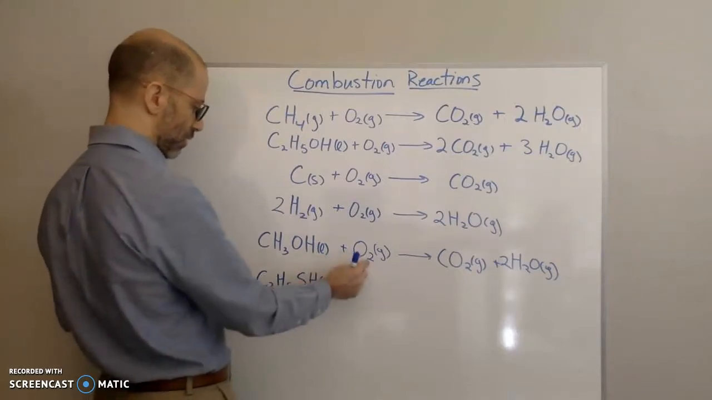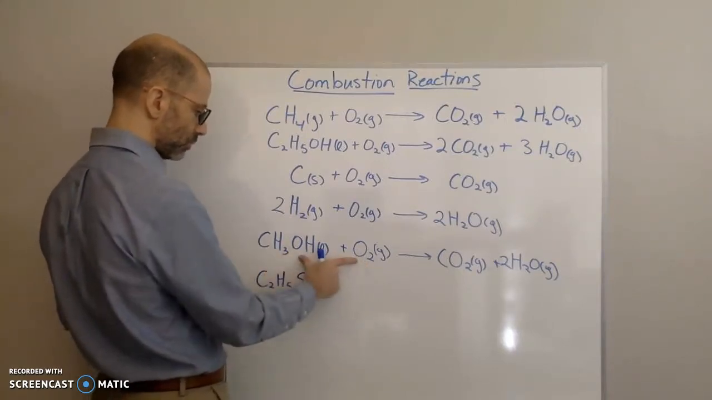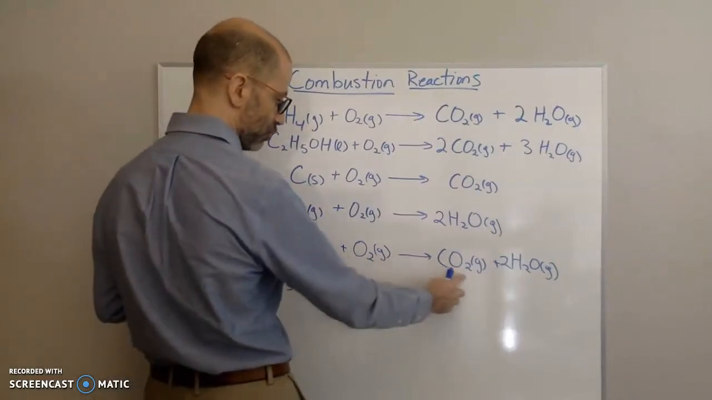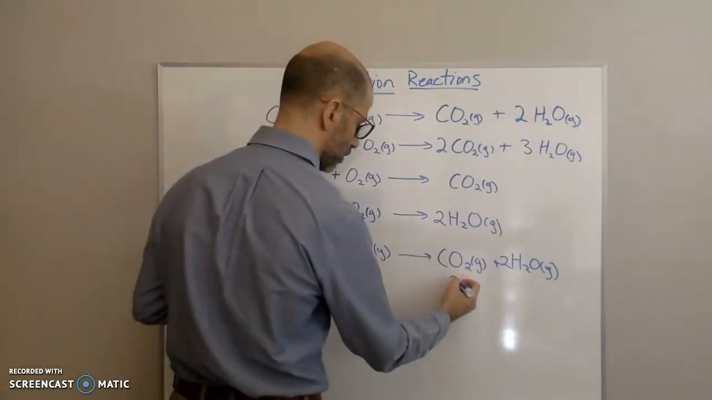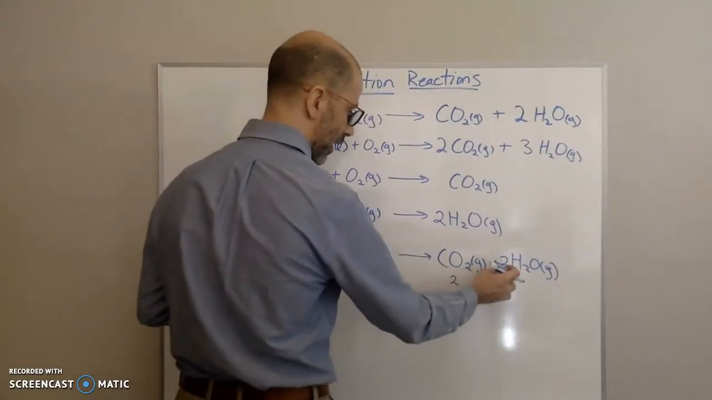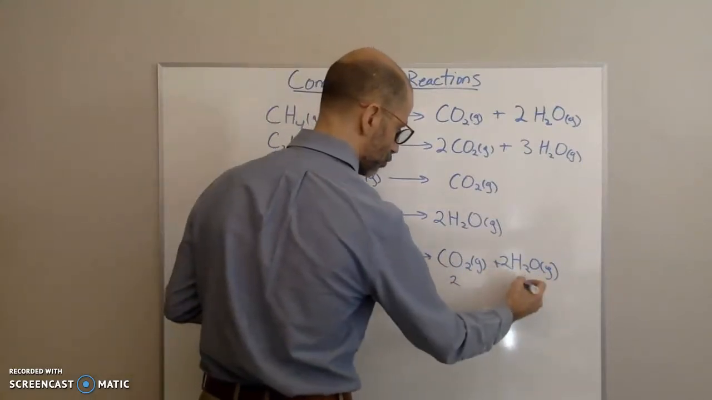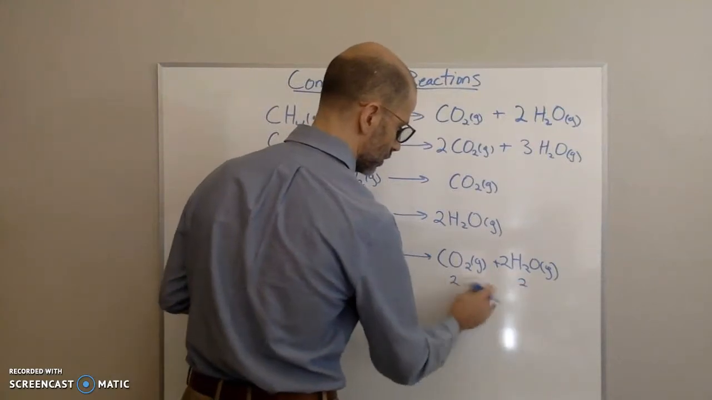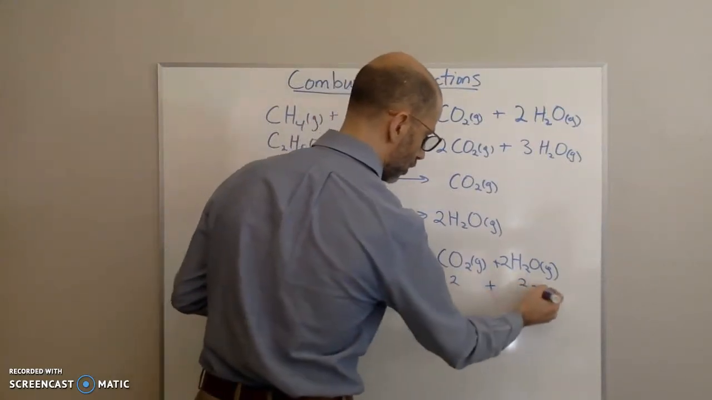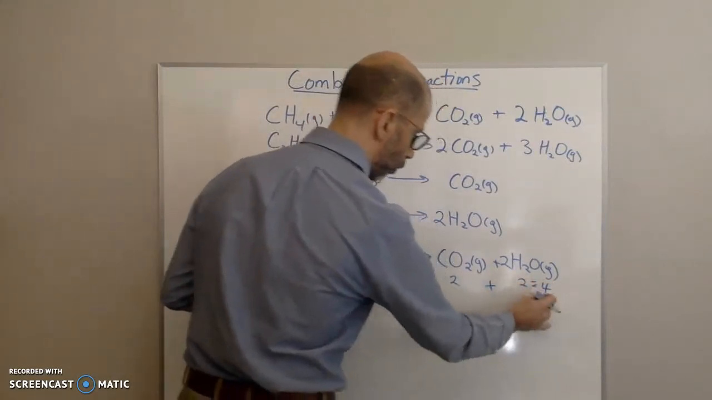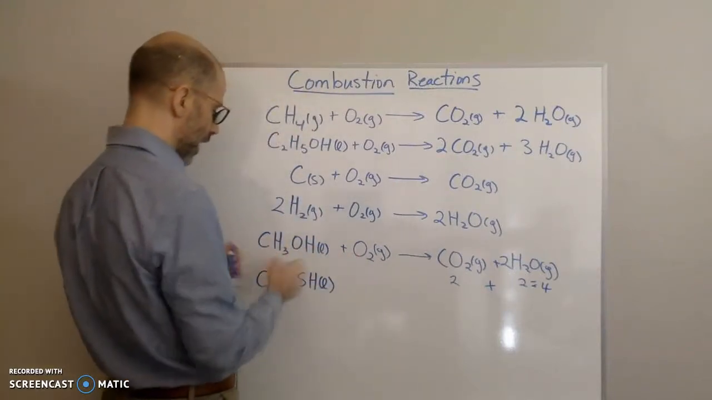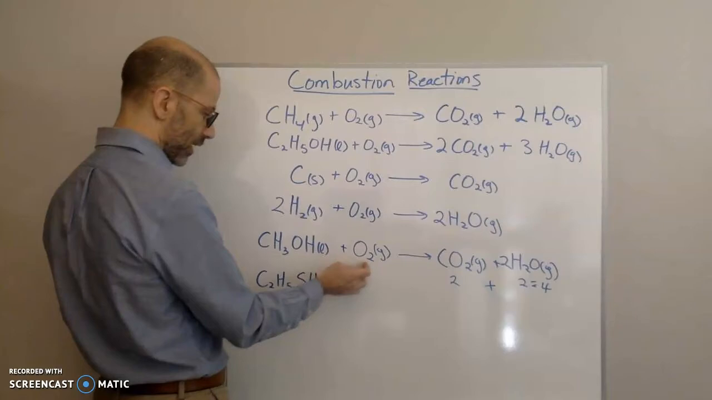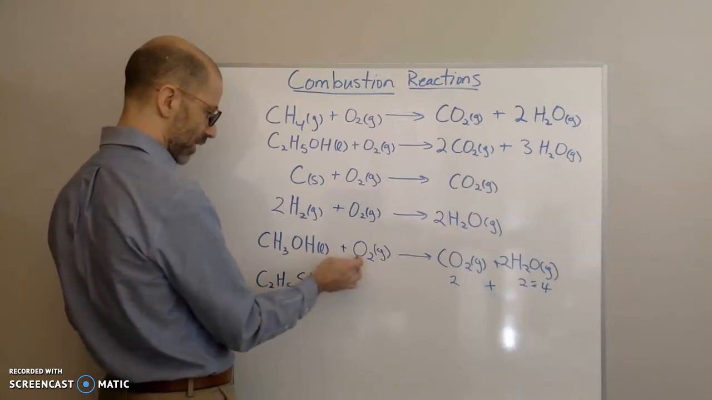Here I have three oxygens. Here I have 2 oxygens, and 2 times 1 is 2, so I have 2 here. So I have 4 total oxygens on this side, and I have 3 on this side. So what can I multiply this by to get 4?